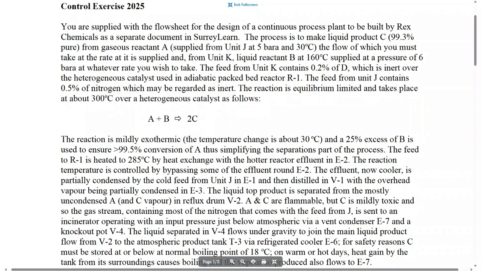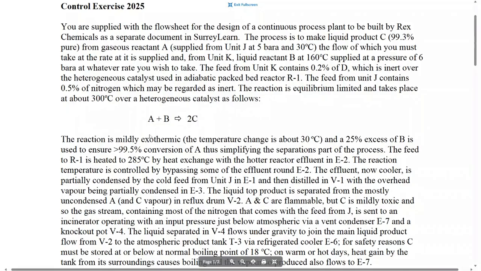The feed from unit K contains 0.2% of D, which is inert over the heterogeneous catalyst used in adiabatic packed bed reactor R1. The feed from unit J contains 0.5% of nitrogen, which may be regarded as inert. The reaction is equilibrium limited and takes place at about 300 degrees Celsius over a heterogeneous catalyst. The reaction is as follows: 1 mole of A plus 1 mole of B, two reactants mixed together, form a product, 2 moles of C. Additional conditions are here.